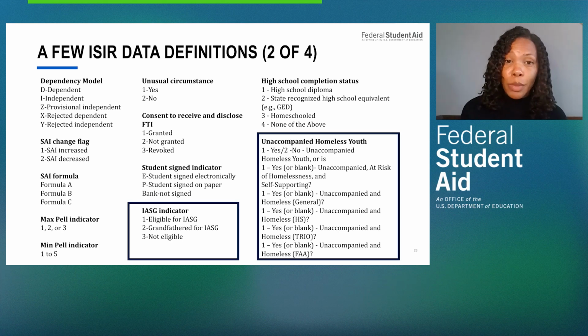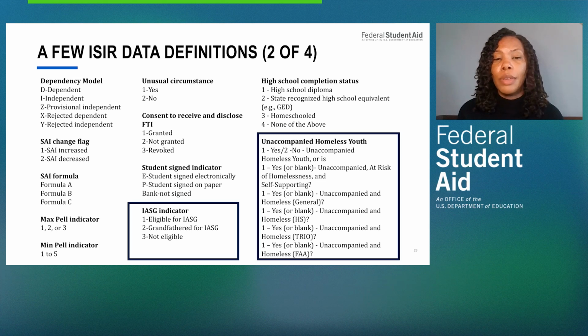And then the other thing I wanted to point out to you are the different flags and indicators for unaccompanied homeless youth. Unaccompanied homeless youth comes in yes or no, or yes and blank. The general question of whether or not the student is an unaccompanied homeless youth is yes or no, 1 for yes, 2 for no. But then there are the different categories about if they have a determination done by one of the authorizing officials and who those authorizing officials are. An indicator of 1 says yes for that authorizing official. If they didn't check off that authorizing official on their FAFSA, it is just blank.